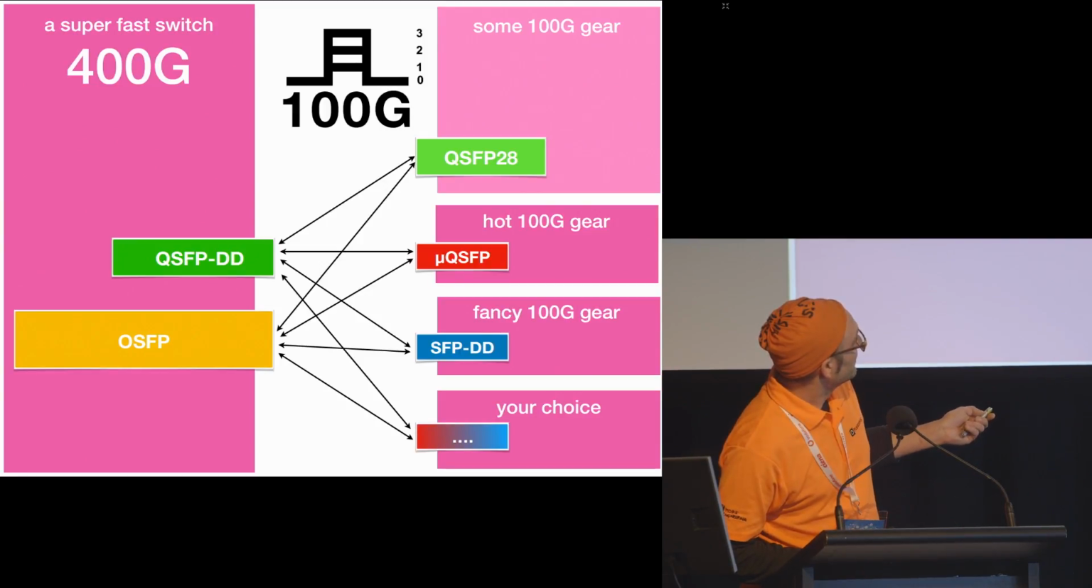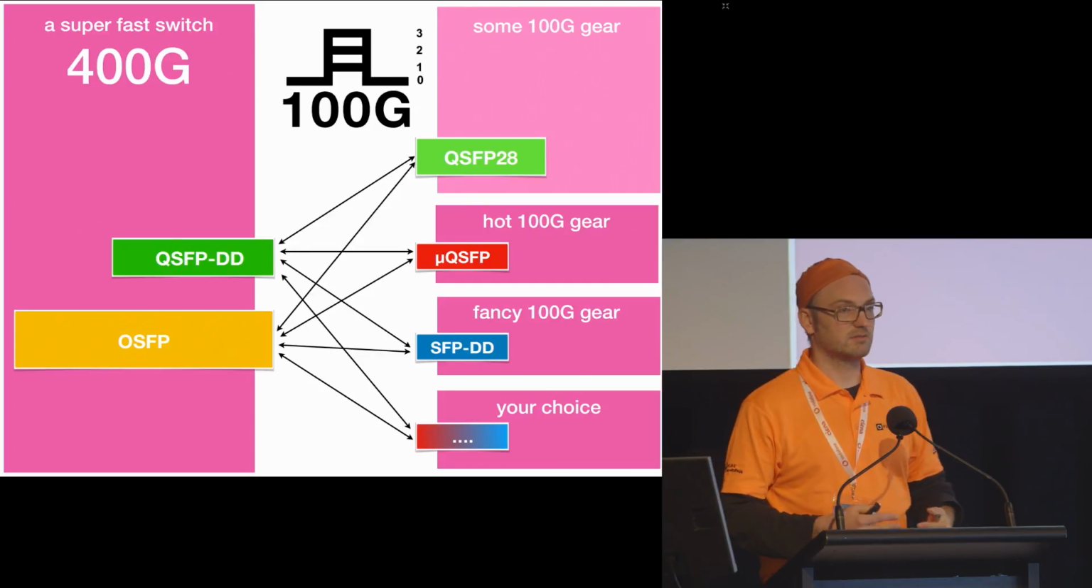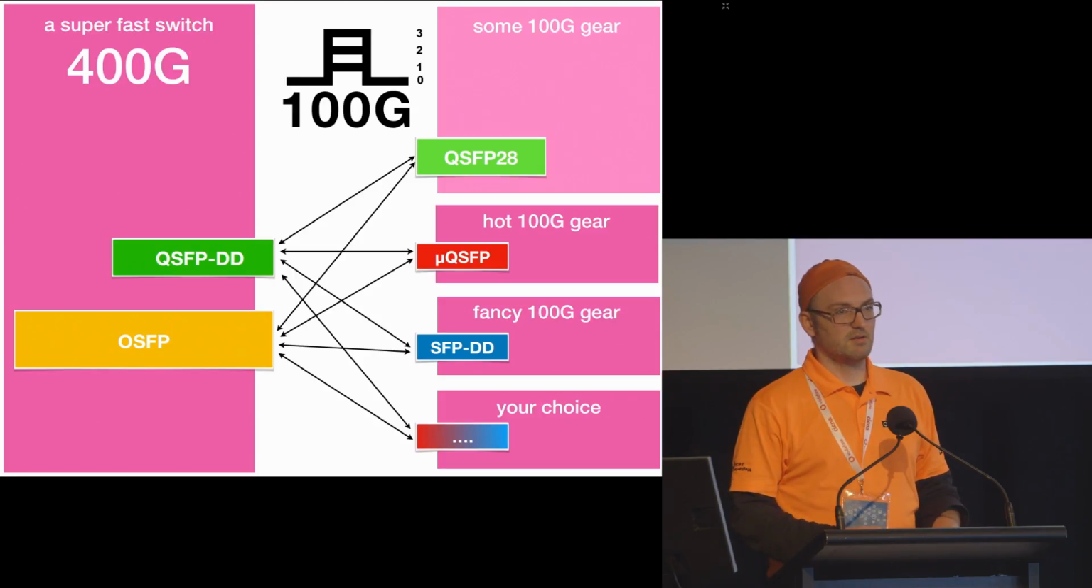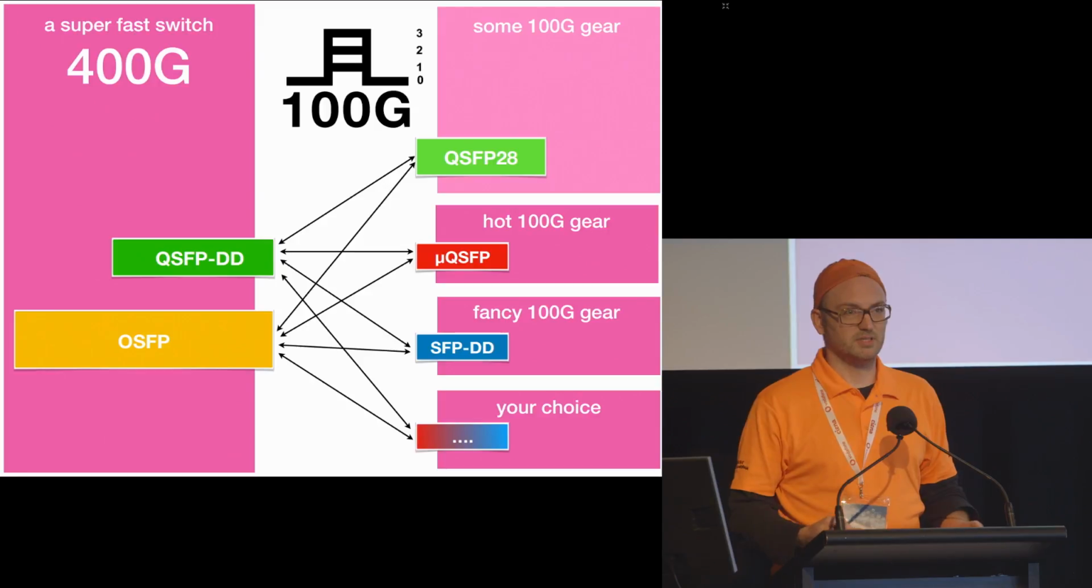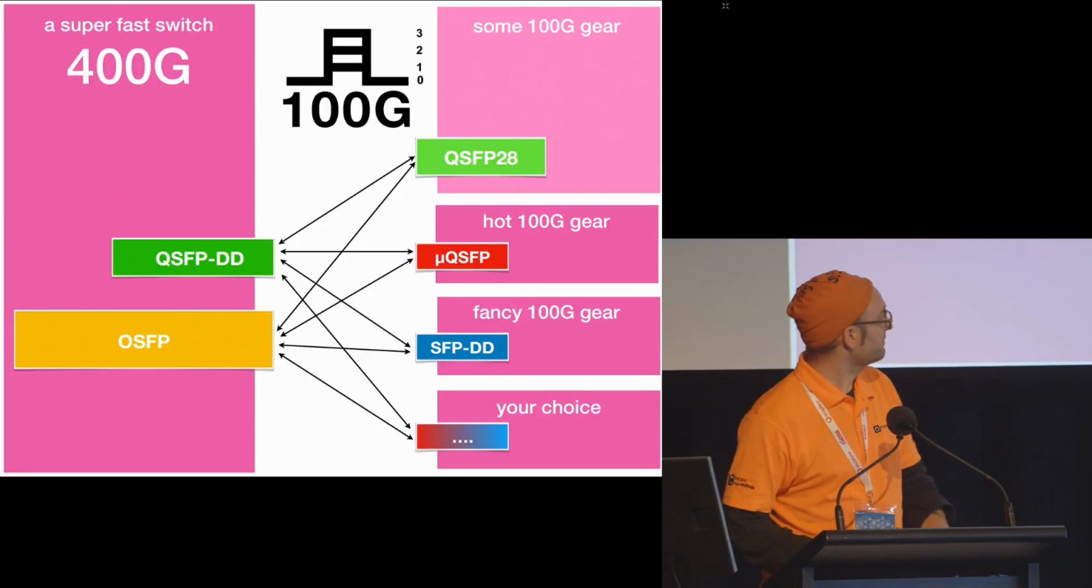And with time, we also got a micro QSFP or SFP-DD. But the main drivers of those single lambda 100 gigabit transceivers are QSFP-DD and OSFP, because this technology is built for them. 4 times 100 gigabit, and then take 1 times 100 gigabit built in a different form factor.